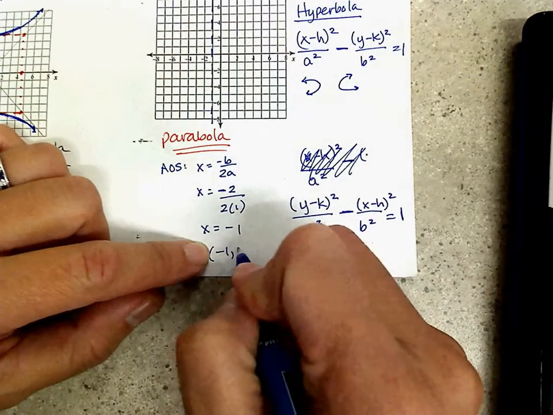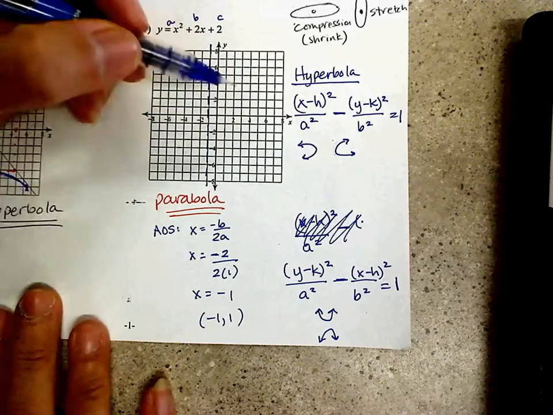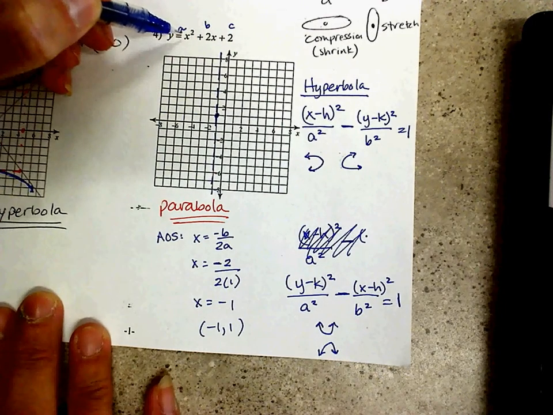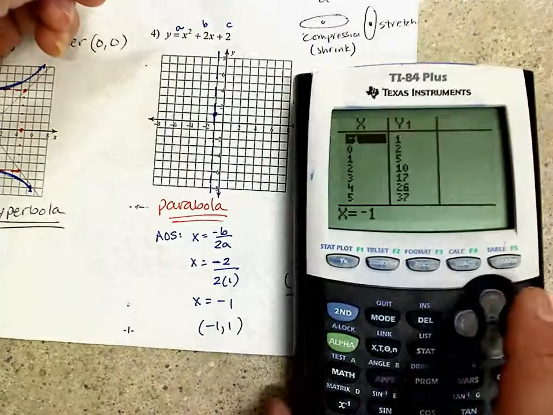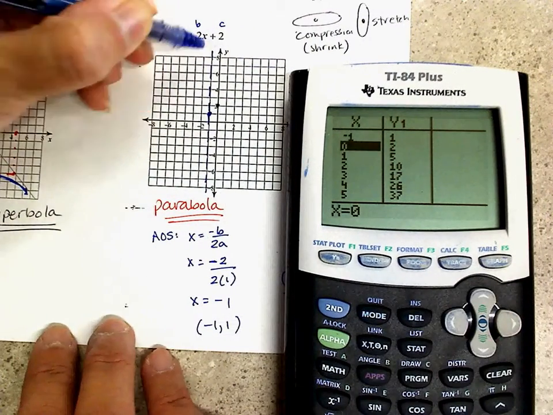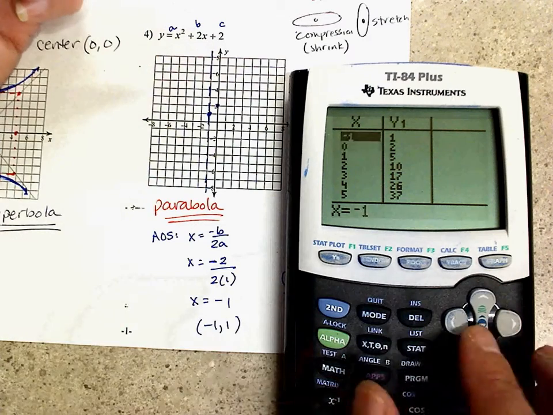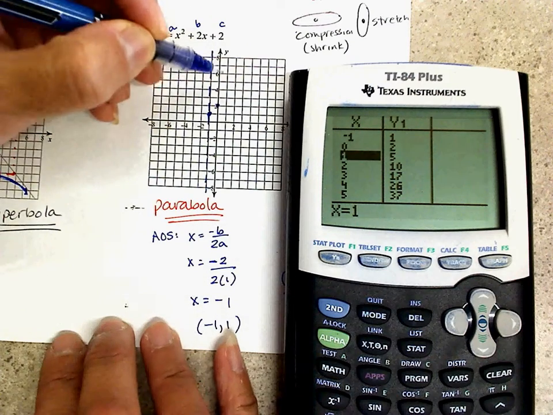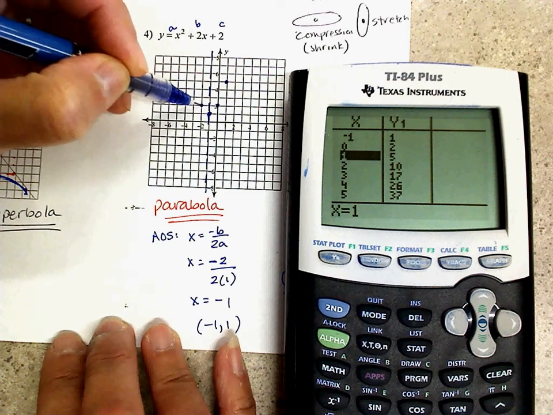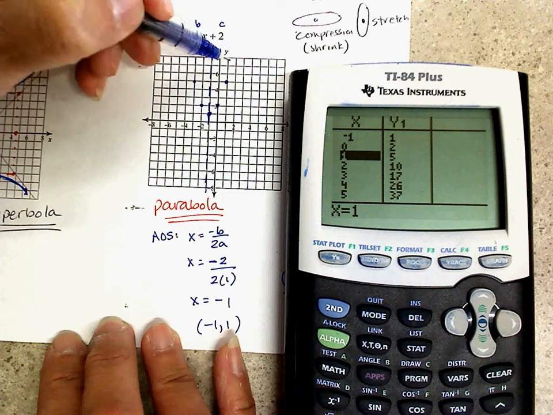Okay? So (-1, 1). This is positive, so I know I'm going to go up. So let's find some points. (0, 2). See how that's your y-intercept? (1, 5), (2, 10). And then it flips over because it's a reflection, and there I have my parabola.